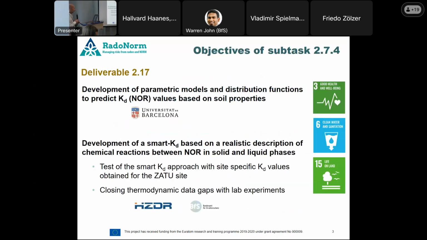Those two different approaches have been summarized in a recently finished deliverable, 2.17, with two different sections. One deals with an approach based on parametric models and distribution functions to predict KD, which is roughly the task of the University of Barcelona. The second part is developing the smart KD based approach, based on the description of the chemical reactions between NORM and solid and liquid phases, to be able to predict KD. This is the second part of the talk that Victor will give you, if he's alive and kicking.